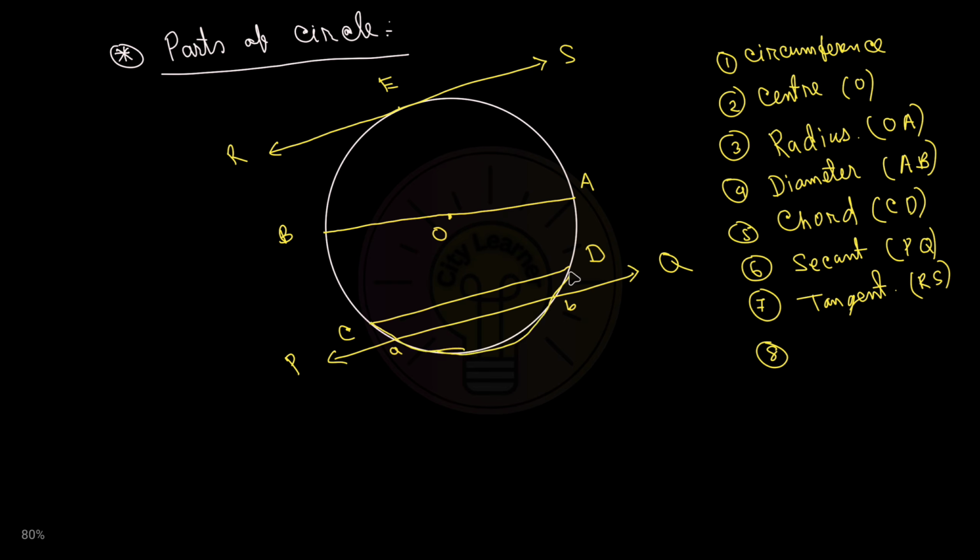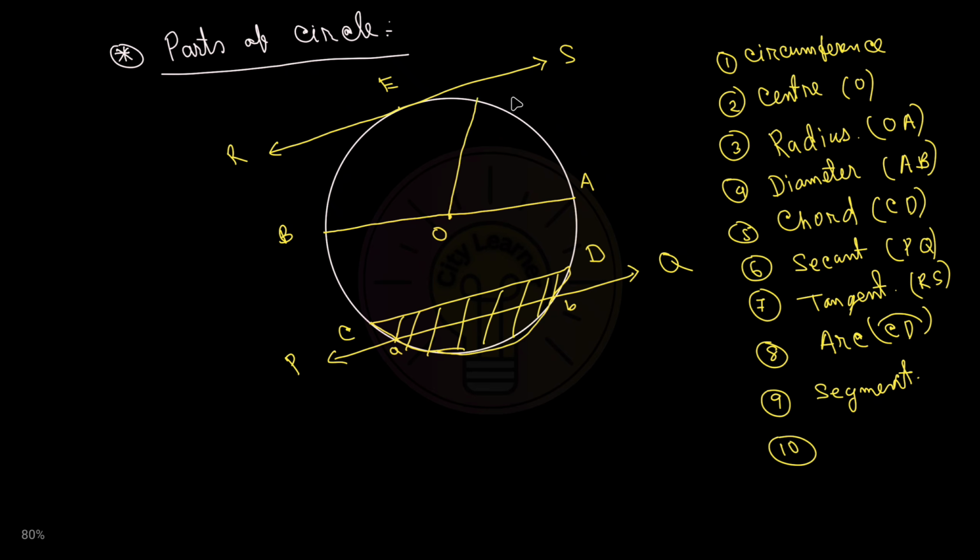This curve from C to D is called an arc, and we write this arc like this, in a curve shape. And this CD chord and the curve in between, all the area, is called a segment. Segment means the area in between the chord and the CD arc. And we can find out all these areas by formulas.